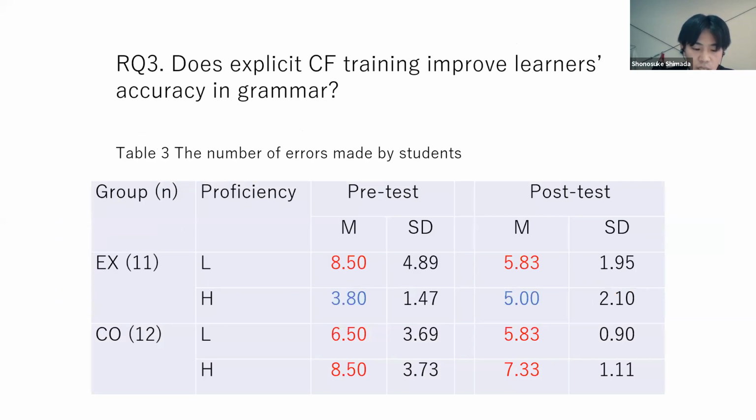Table 3 shows the number of errors produced by students. Based on the table, differences in the number of errors seldom occurred, even though participants in both the EX and CO groups decreased the number of errors, except for the high proficiency learners in the EX group.